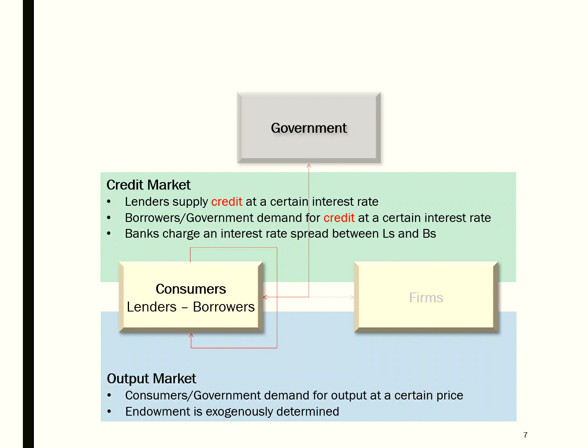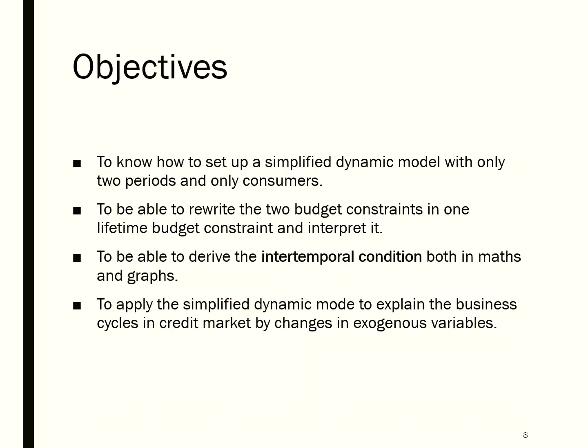The first learning objective is to know how to set up a simplified dynamic model, and then you must know how to transform two budget constraints into one lifetime budget constraint. Based on that, you should be able to derive the intertemporal condition, both in mathematics and in graphs. Finally, apply the dynamic model to explain the stylized facts in the credit market during business cycles.